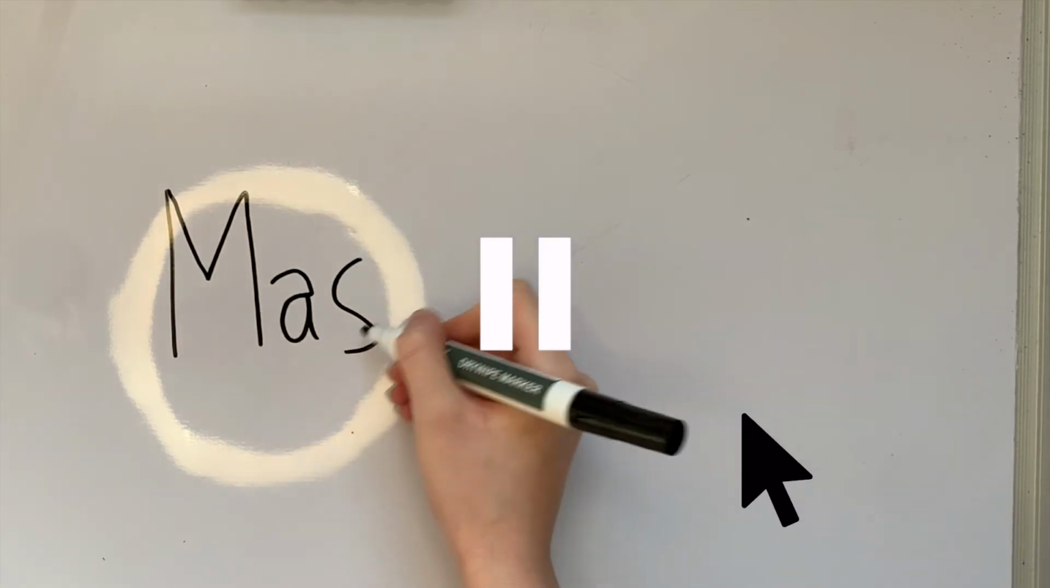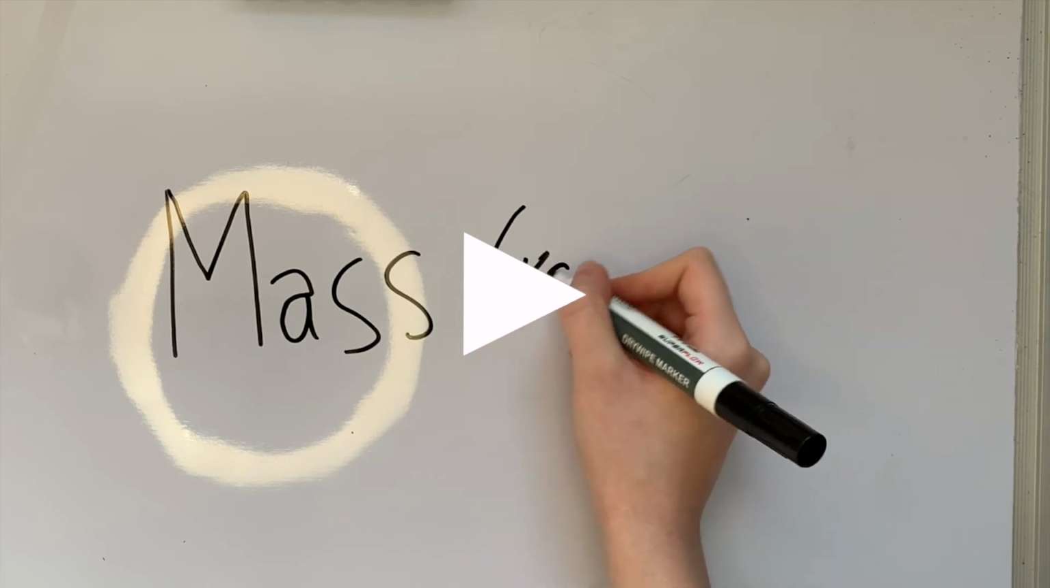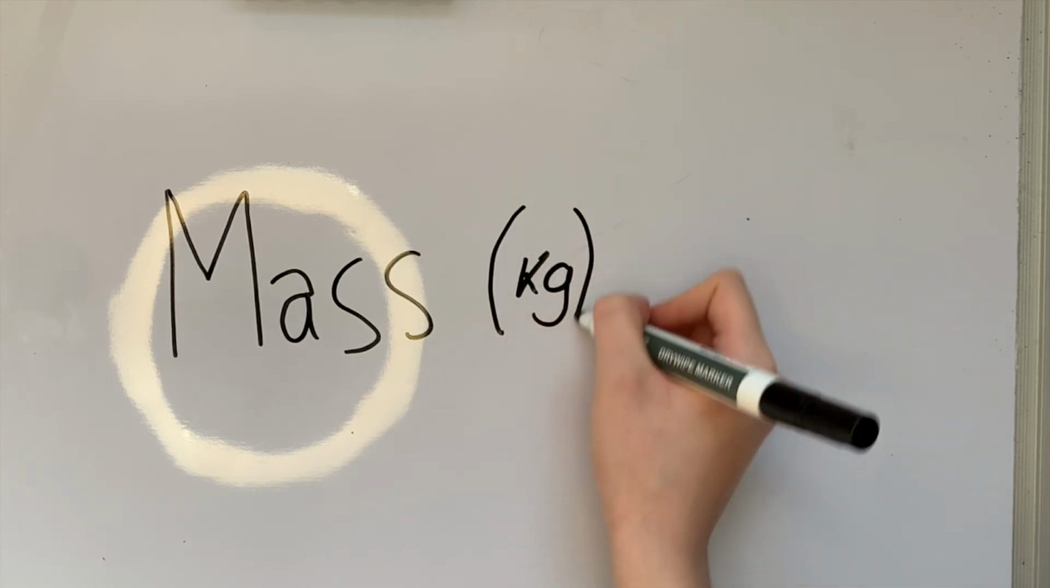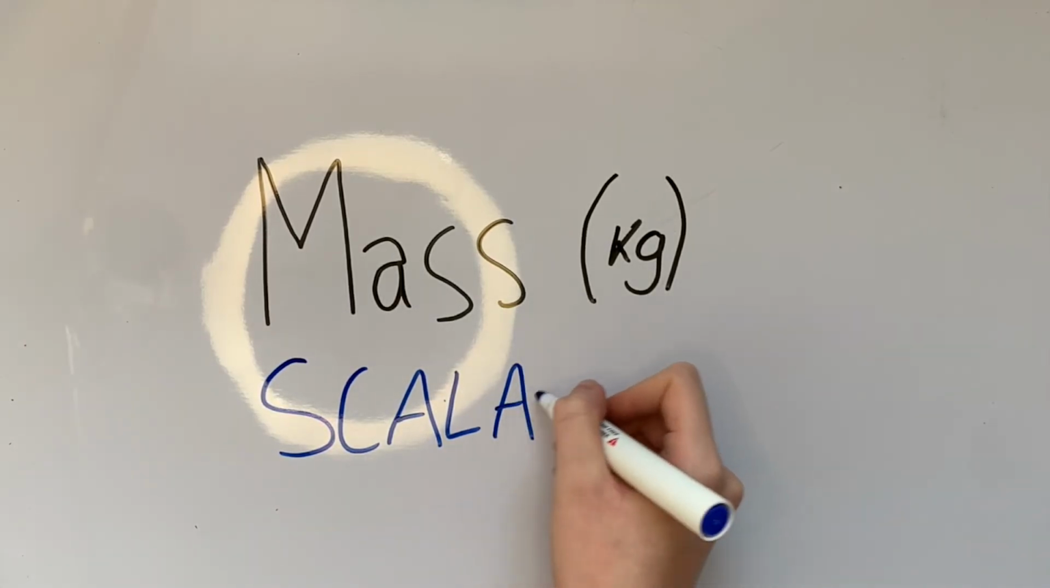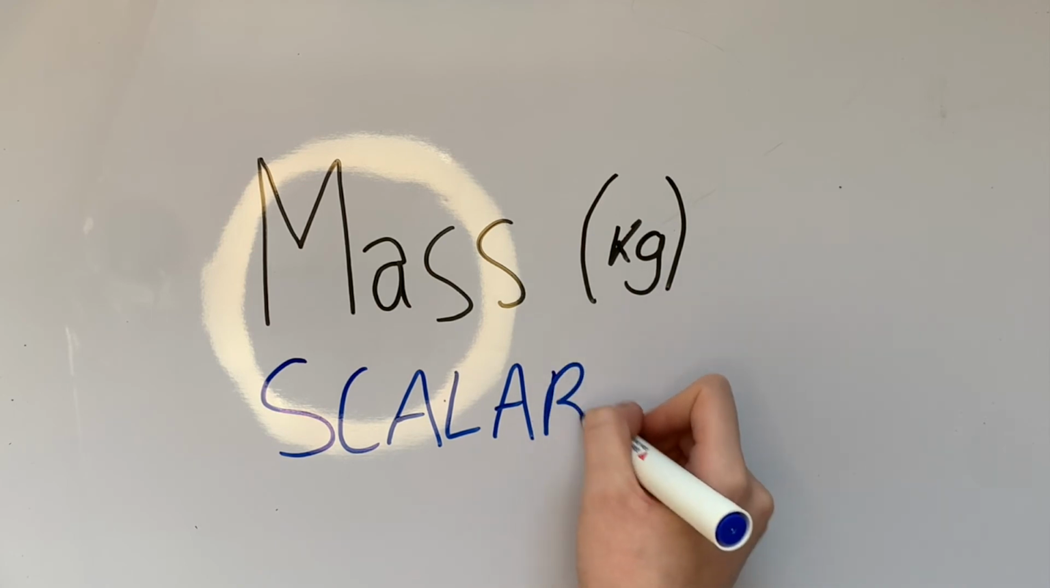How about mass? Pause the video now and have a think about whether you think mass is a vector or a scalar. So mass tells us how much of something there is. How much stuff does something have? The bigger something is, the more mass it may have, and the smaller something is, the less mass, the less stuff there is. So therefore, mass is a scalar, because we only need a number to quantify how much stuff there is. We do not need a direction for this.